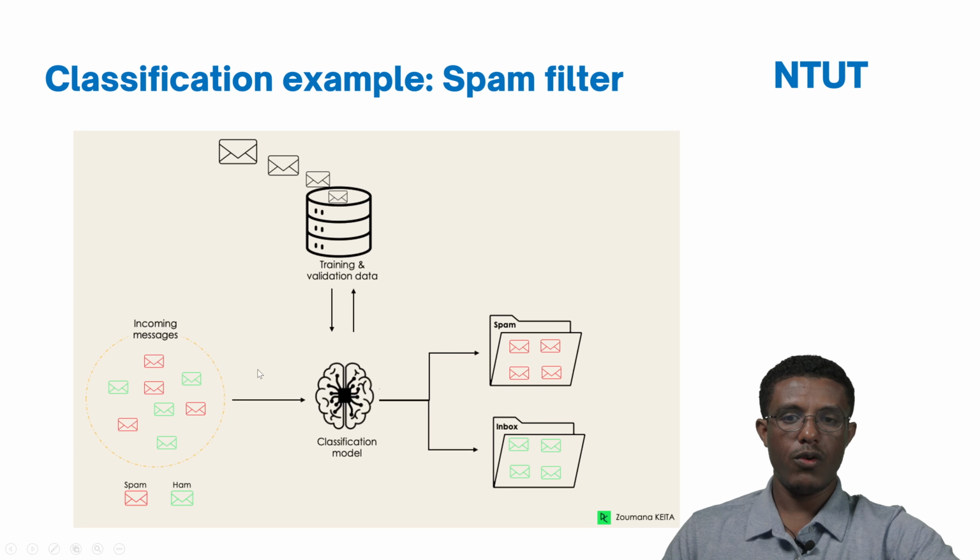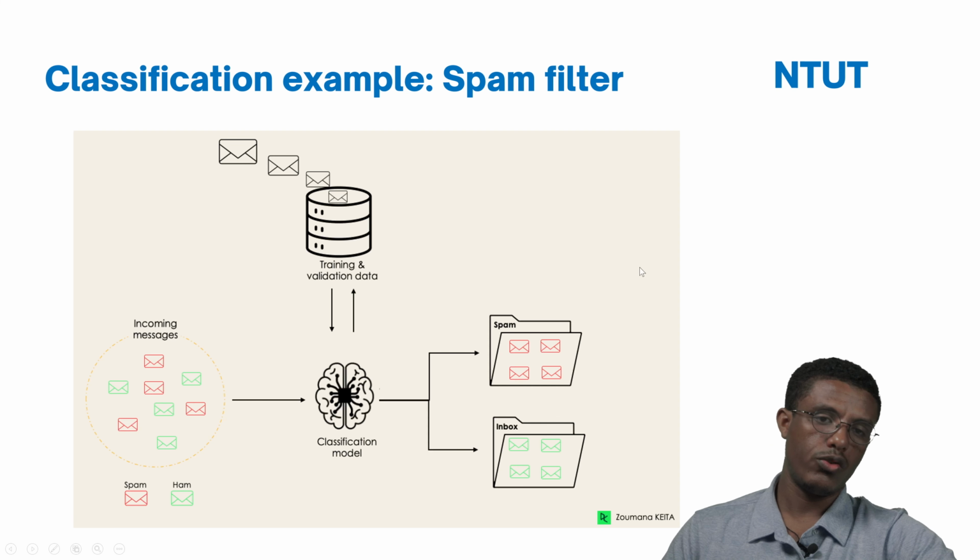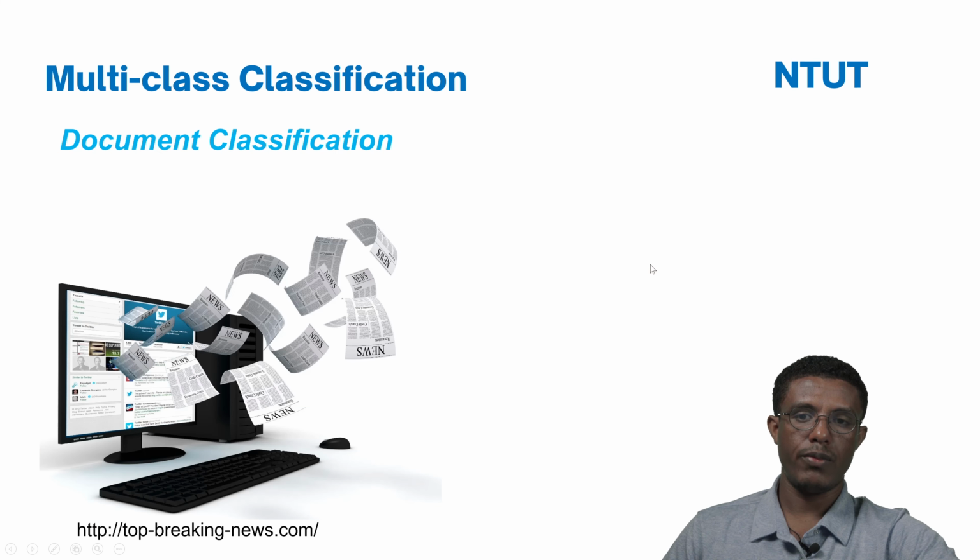This is the same case in the incoming one. The training data is a combination of the red ones, which are spam, and the green ones, which are normal. Finally, the spam one is classified to this side, and the normal or inbox one is classified to this side. This is called a spam filter.